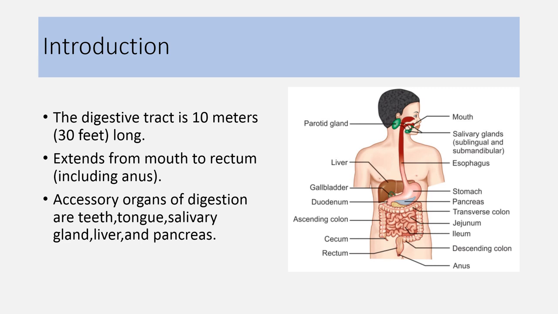The digestive tract is 10 meters or 30 feet long. It extends from the mouth to the rectum, including the anus. The digestive system contains digestive organs like the stomach, small intestine, large intestine, and various accessory organs of digestion that are useful in the process of digestion and absorption, like teeth, tongue, salivary glands, liver and pancreas.